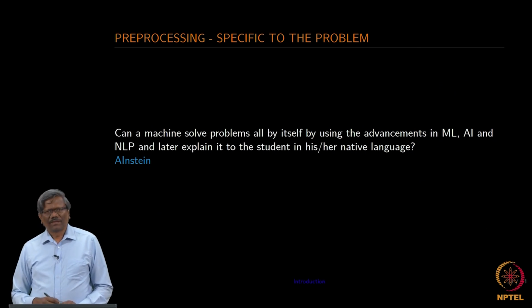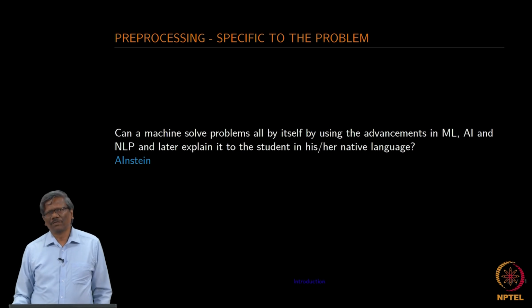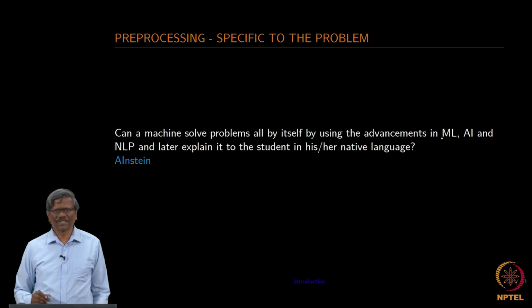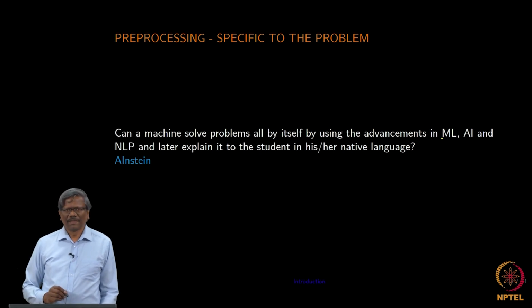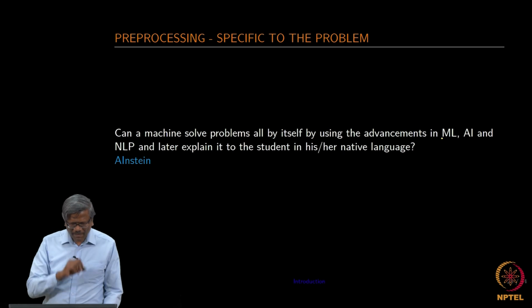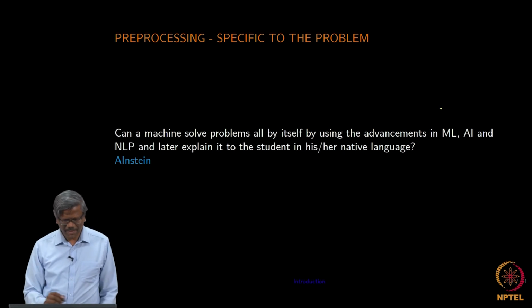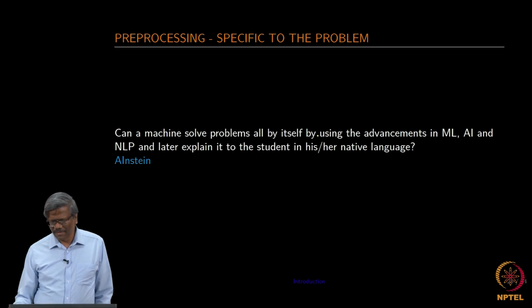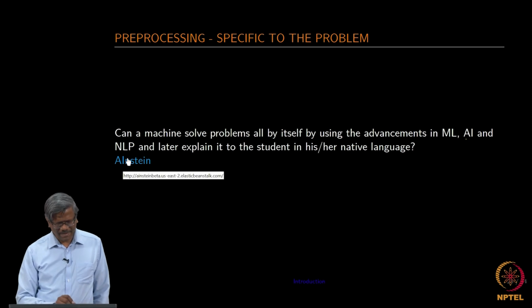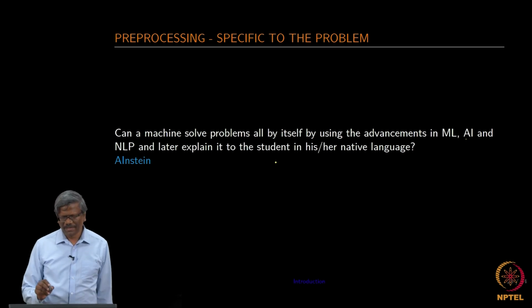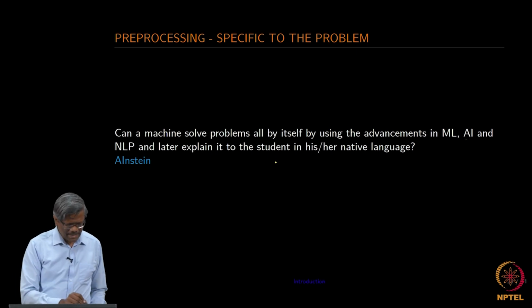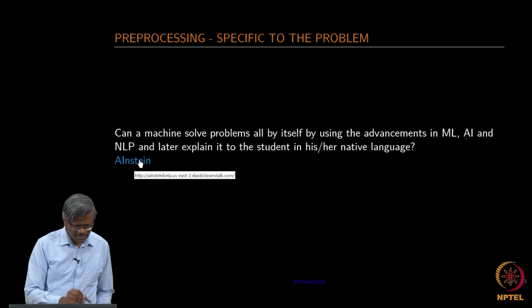Okay. To give you an example of how we would do the pre-processing, I am just going to quote some small example. The example would be from physics. Okay. Can a machine solve problems all by itself by using the advances in machine learning, artificial intelligence and NLP, and later explain it to the student in his or her native language. Okay. I'll just give one example of that. I hope it works. Okay.